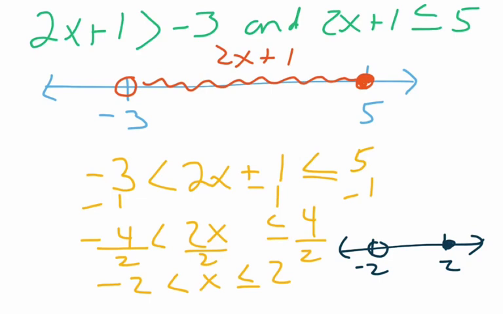The 2 side is a closed circle. And the x is in between it. So we would shade in between. And that's the first type of compound inequality.